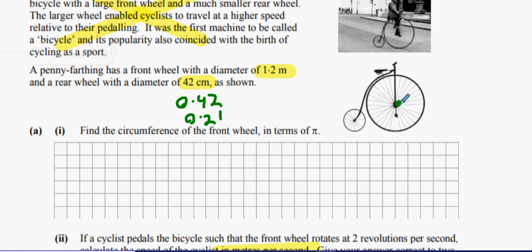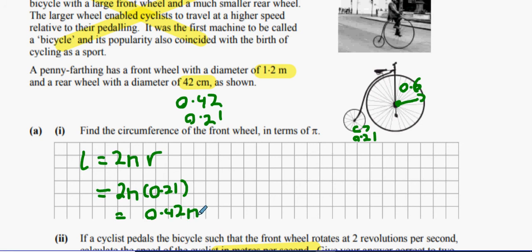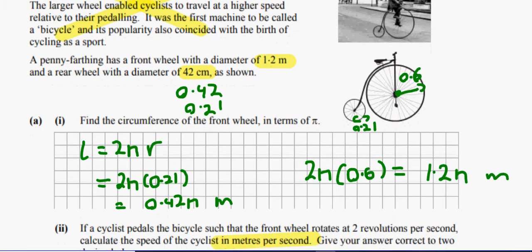All right, and then what do we get here? 1.2 divided by 2? 0.6, right? 0.6 and 0.2, 1. Now, the formula for circumference we already used earlier, anybody remember? 2 pi r, so it's going to be 2 pi times 0.21, 0.42 pi meters, and the other one's going to be 2 pi times 0.6, which is 1.2 pi meters. Okay.